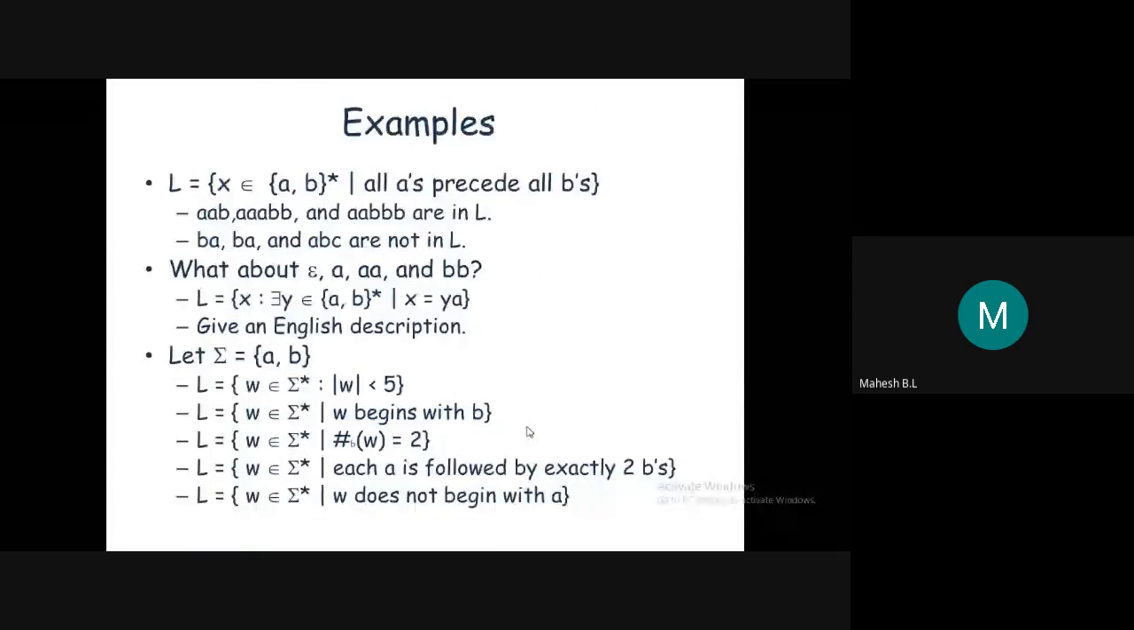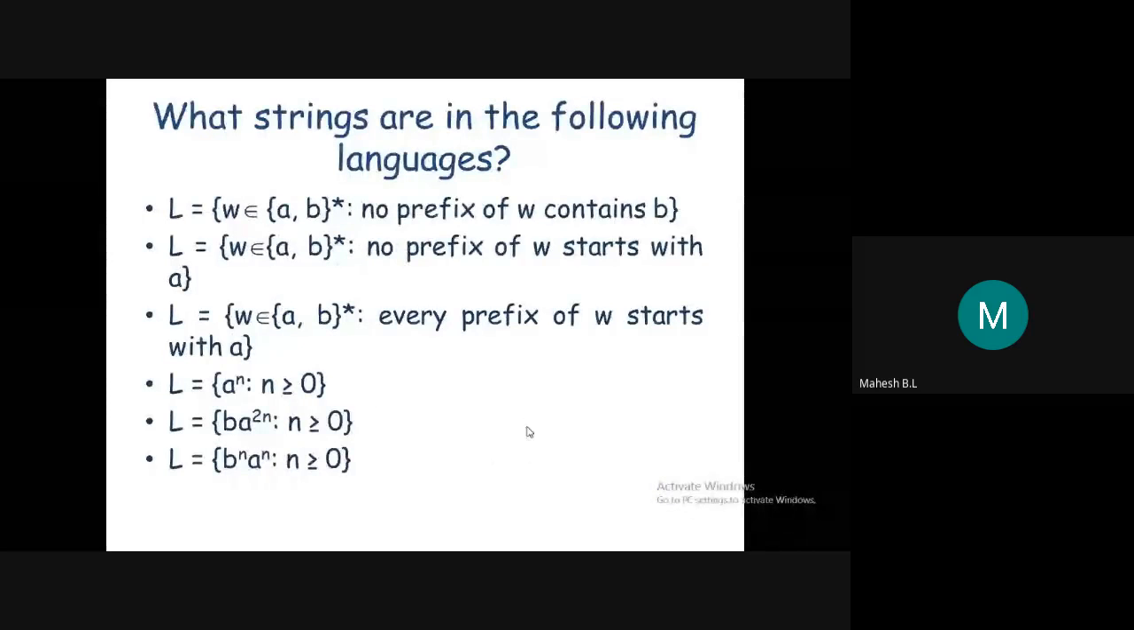Okay, now we have a question and answer session. Be ready to answer. What strings are in the following languages? L is equal to W belongs to {A, B}* such that no prefix of W contains B.